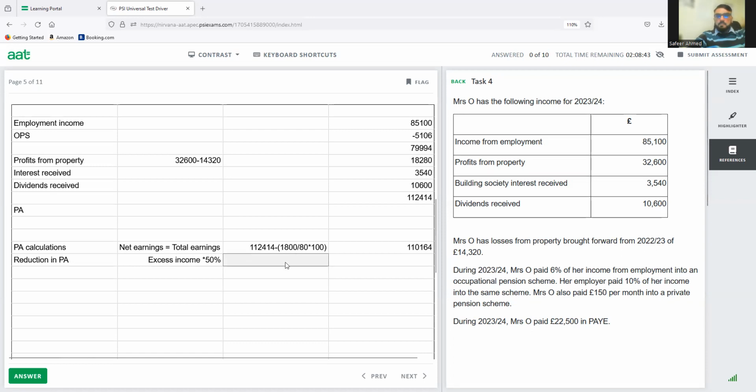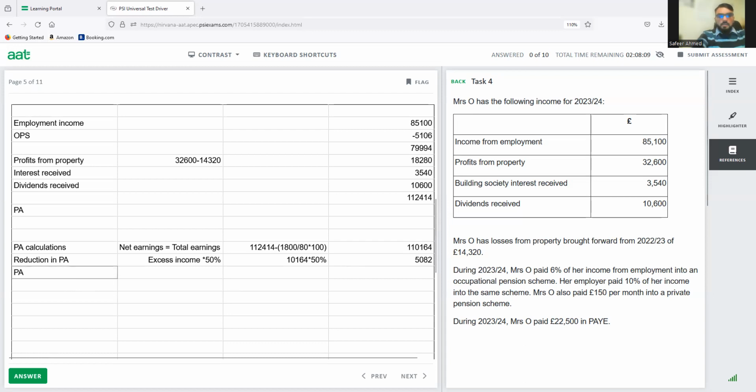Excess income means anything more than 100K from the net earnings. As you can see, net earnings is 110,164, so the excess income is 10,164, and it is 50% of that. 50% of 10,164 gives us what? 5,082. So the reduction will be this much.